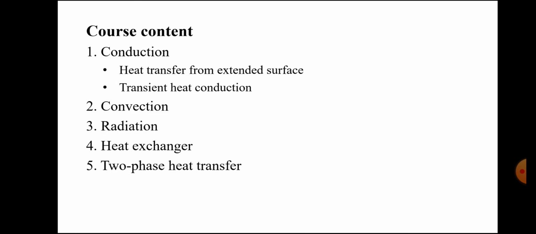Now we are going to discuss course content. This subject is covered in 5 modules. First module is conduction, second module is convection, third module is radiation, fourth module is heat exchanger, and fifth module is two-phase heat transfer. In the first module, there are two more chapters. The first chapter is heat transfer from extended surface, and the second is transient heat conduction.